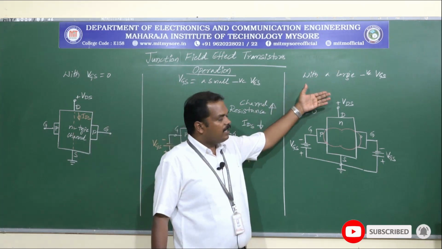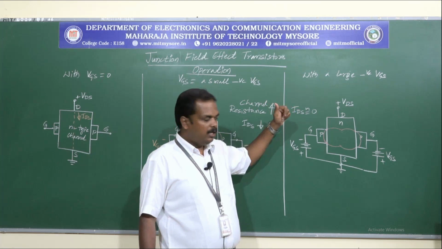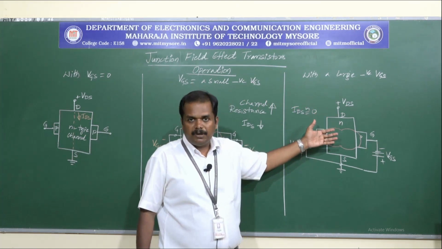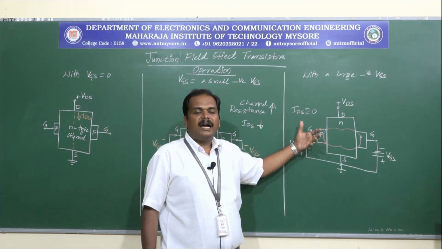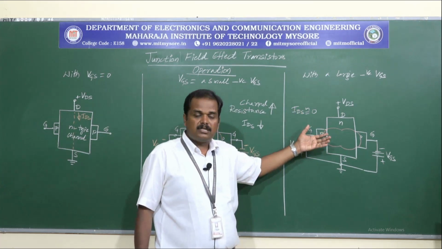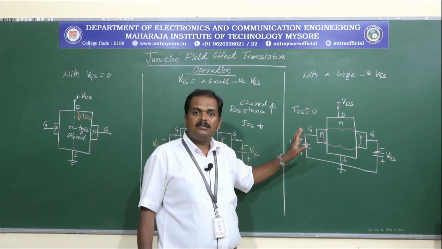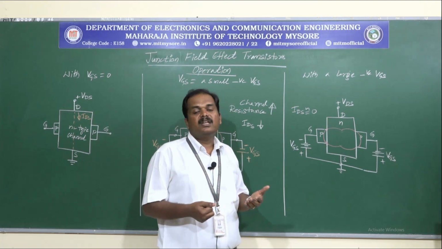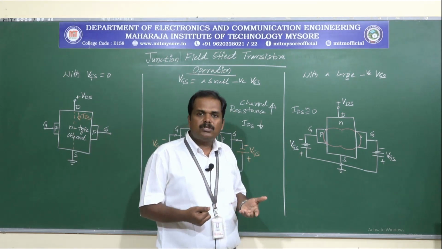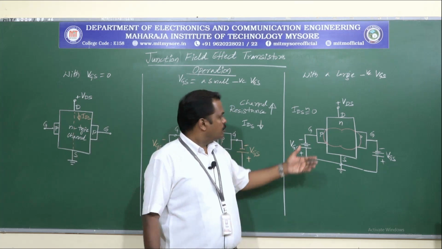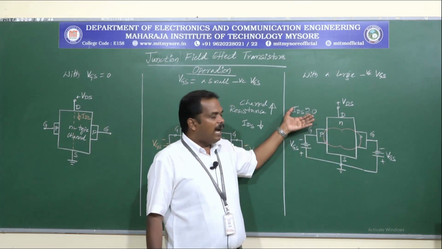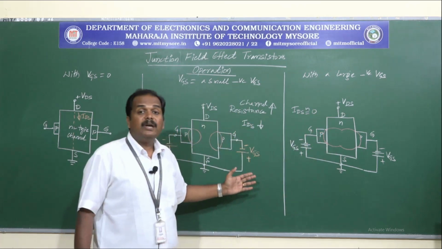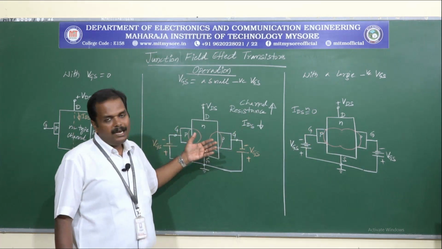And further, if I increase the negative voltage at the gate terminal, the depletion regions in the channel will grow deeper and touch each other, and this will cause a huge resistance in the channel. So channel resistance is going to be high, and we know when the resistance is high, the current is going to be almost 0. So under this condition, IDS is going to be almost 0. So this is the operation of N-channel JFET.